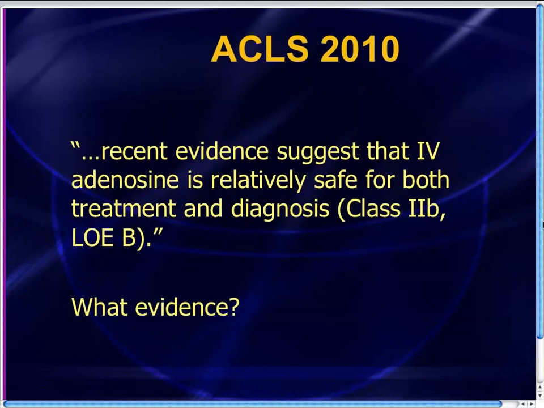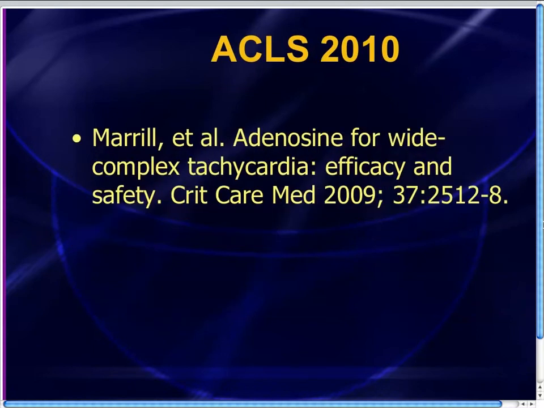Now, here's a quote from out of ACLS 2010. Recent evidence suggests that IV adenosine is relatively safe for both treatment and diagnosis. Class 2B, level of evidence B, which stands for bad, as far as I'm concerned, right? Well, what is the evidence upon which they stuck this back in the guidelines and said you can use adenosine to help diagnose VTAC? Here's the study that got it back in ACLS 2010, because it had fallen out for a while, and then in 2010 they put it back in.